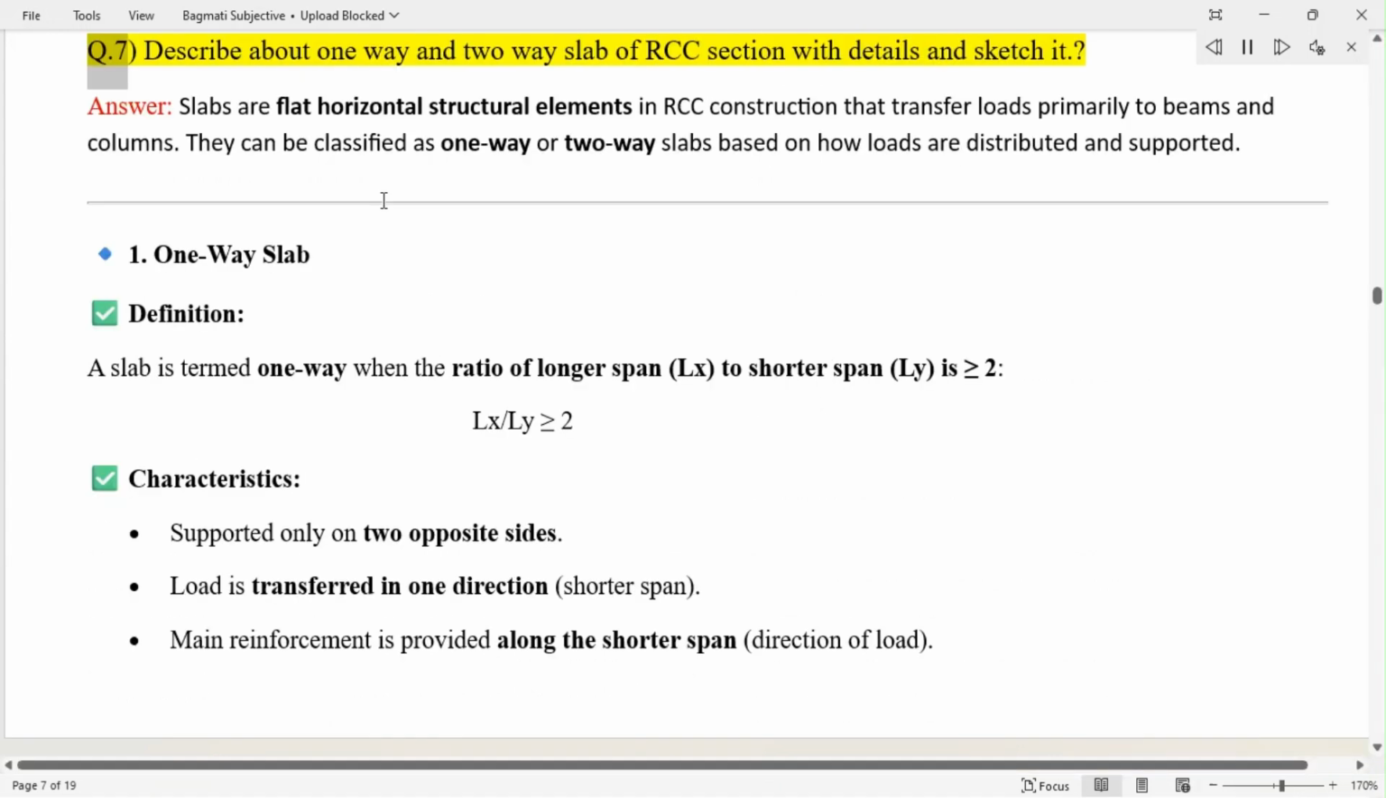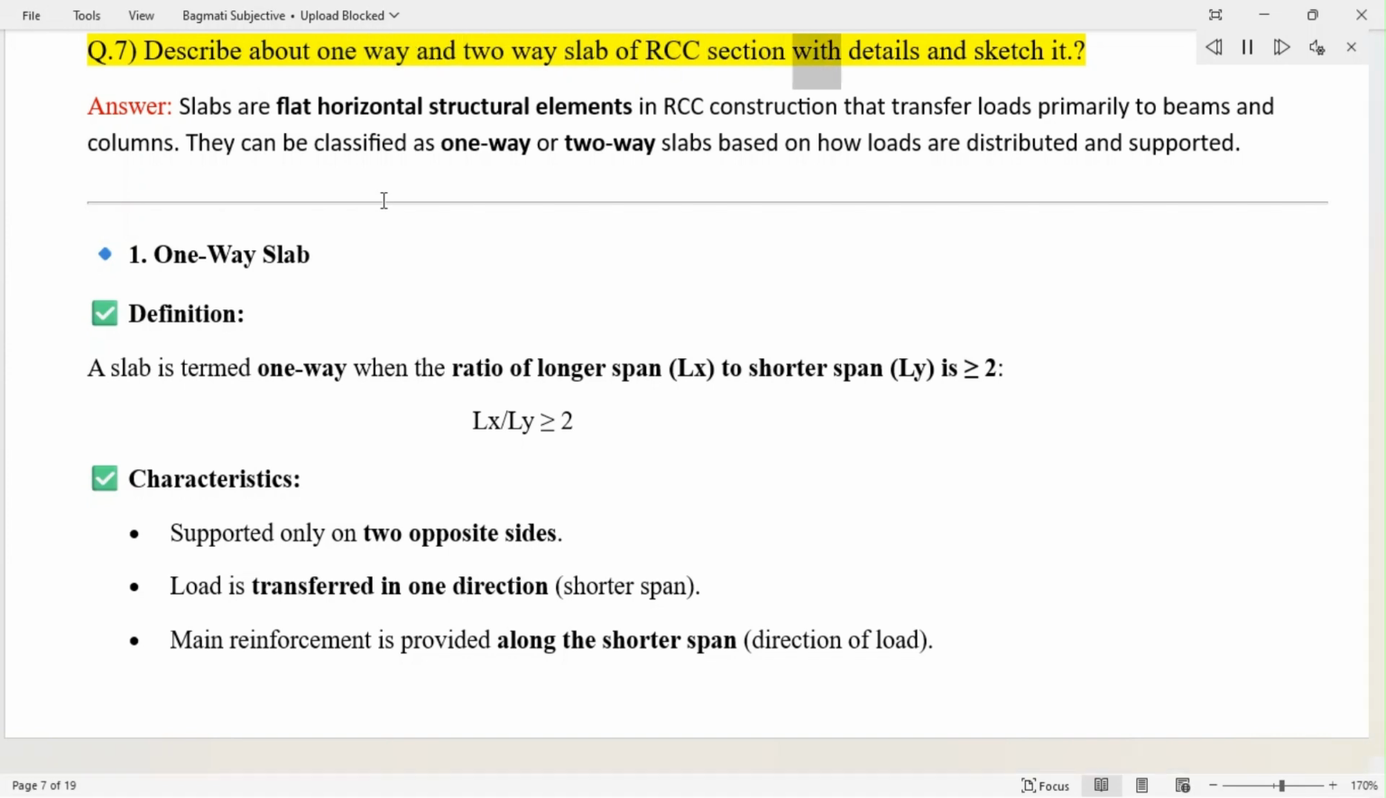7 marks: describe one-way and two-way slab of RCC section with details and sketch it. Answer: slabs are flat horizontal structural elements in RCC construction that transfer loads primarily to beams and columns. They can be classified as one-way or two-way slabs based on how loads are distributed and supported.